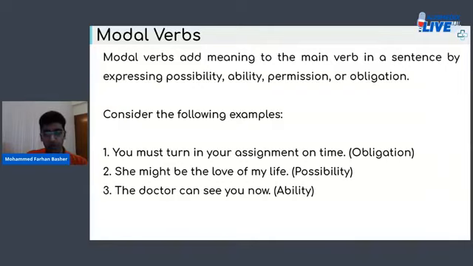So when you say might or may, this denotes possibility of something, likeliness of something. This is nothing certain, but rather tells you the likeliness or the possibility of something. So she might be the love of my life.